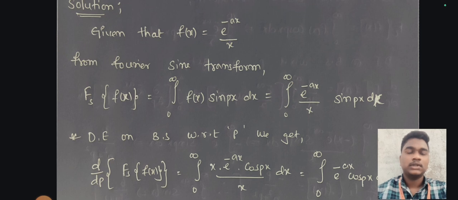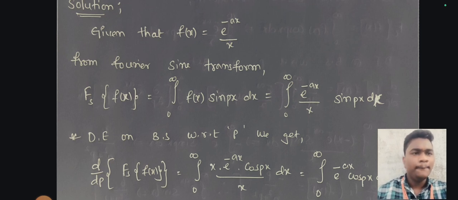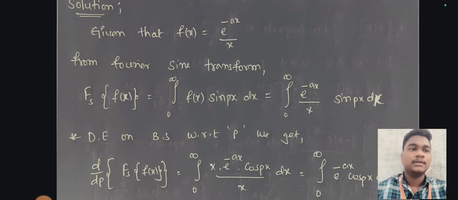Solution. Given that f of x is equal to e power minus ax by x. From the Fourier sine transform, F_s of f of x is equal to the integration from 0 to infinity of f of x into sin px into dx, which is equal to the integration from 0 to infinity of e power minus ax by x into sin px into dx. After that, we differentiate both sides with respect to p.